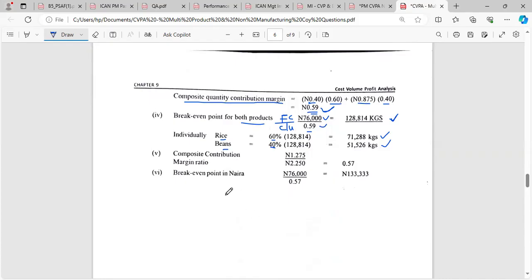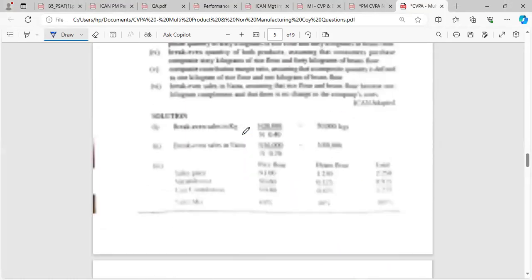All right, thank you. So let's proceed. We've calculated your break-even point in units for both products. Let's see the next requirements.